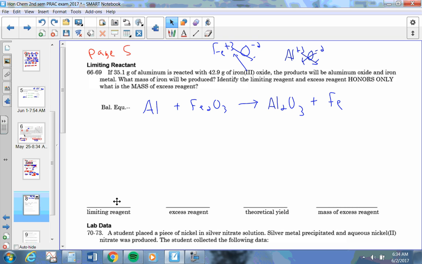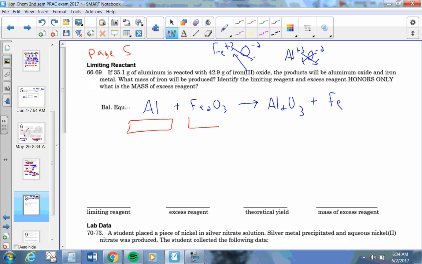What mass of iron will be produced if we have 35.1? So this BCA table, I'm cutting to the chase. They tell me how much aluminum I'm going to start with, but I'm going to have to convert it from grams to moles. They also tell me how much iron 3 oxide. And what they're really asking me about is how much iron will be produced. The box down here is going to be an important one. I'm not really going to care about this.